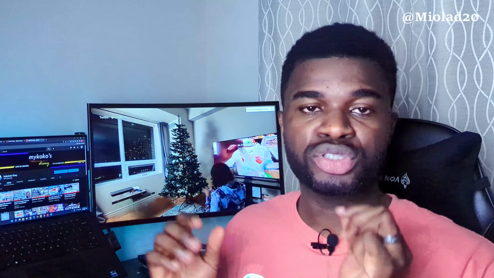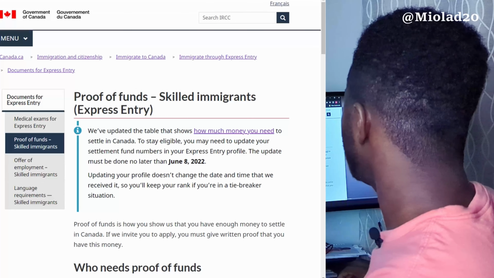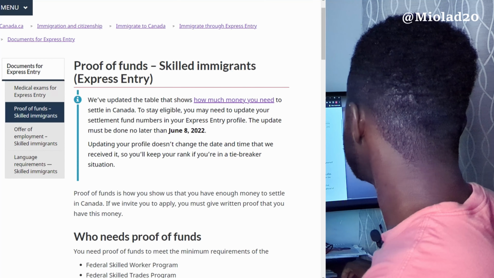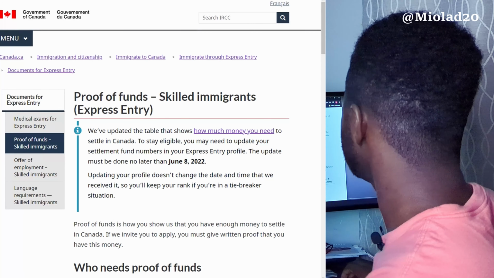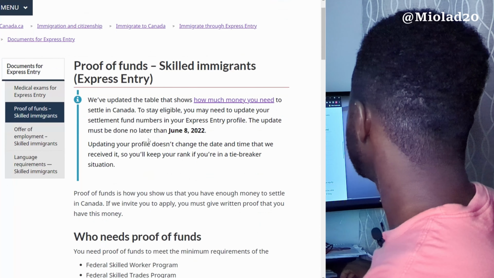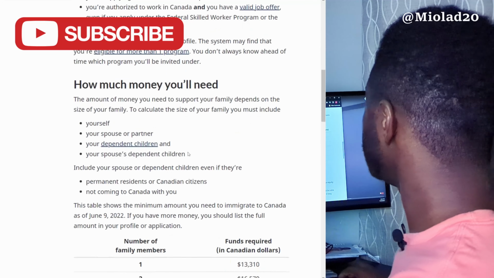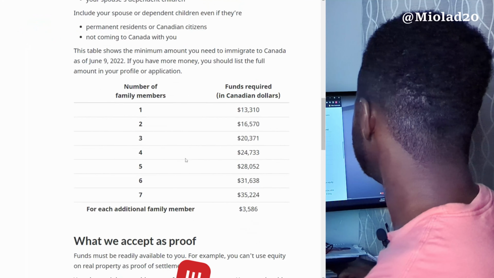So if you are single, that will be a family of one. If you're married, maybe that's a family of two. If you have a kid, that's a family of three. If you have two kids, that makes you a family of four. So your family size will determine the amount of money you would have to show for proof of funds. I'll show you the chart right now. On the website of the Canadian government, you would see the most recent schedule, which they just posted some days ago. Yeah, so this is the appropriate amount that you must have in your bank account depending on the number of family members you have.